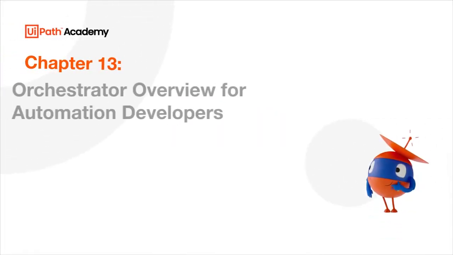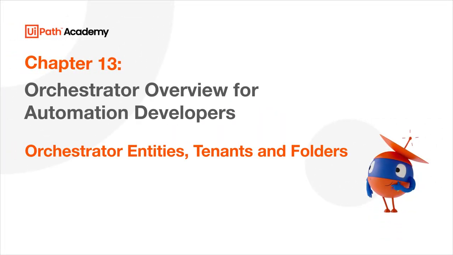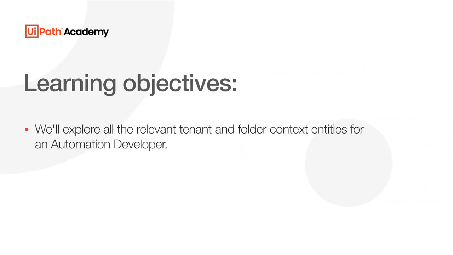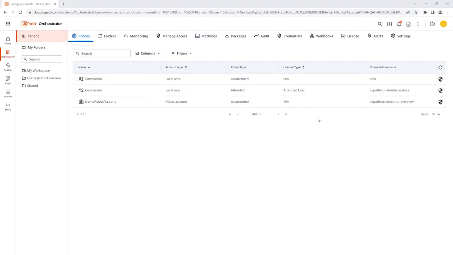Welcome back. In this video, we'll explore Orchestrator's main concepts, such as tenant entities, folder entities, roles, and permissions. It might seem challenging to use Orchestrator at first, but it becomes easier once you learn that hierarchy is important, as some entities exist in the tenant context, while others exist in the folder context, and that users have different roles and permissions. Let's begin with tenant-level entities.